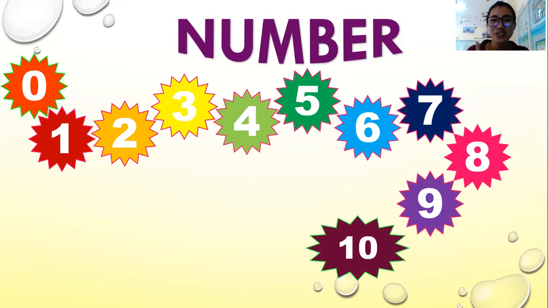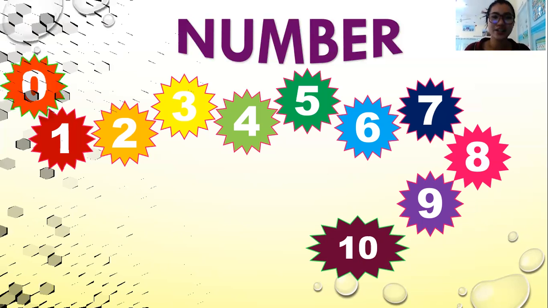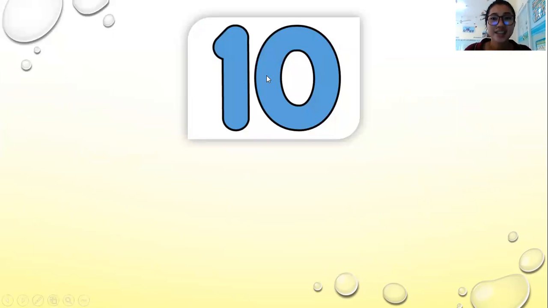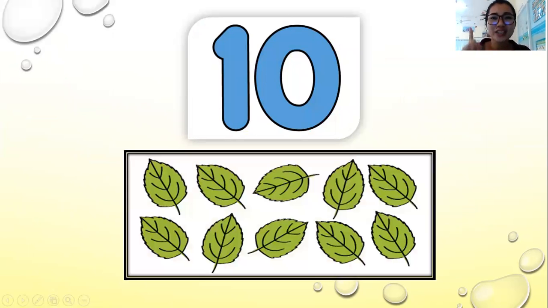Okay, so this afternoon we are going to continue learning about number 10. Okay, let's start. Okay, everybody, again, this is number 10. Okay, let's count how many leaves are there. Okay, everyone, count with me. 1, 2, 3, 4, 5, 6, 7, 8, 9, 10. Number 10. Okay, one more time.